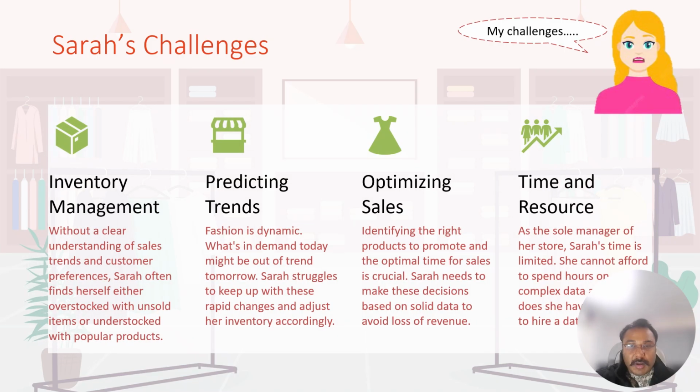Let's look at the key challenges that Sarah faces. She actually faces four major challenges. One is inventory management, which is looking at overstocking and stockouts, and trend prediction. Fashion obviously has trends that change rapidly, and sales optimization, identifying what to promote and when. And the fourth one is time constraint. She cannot spend hours on data analysis. So these are classical business problems and an ideal use case for AI.